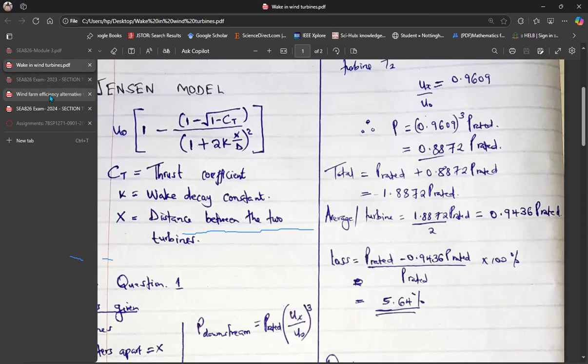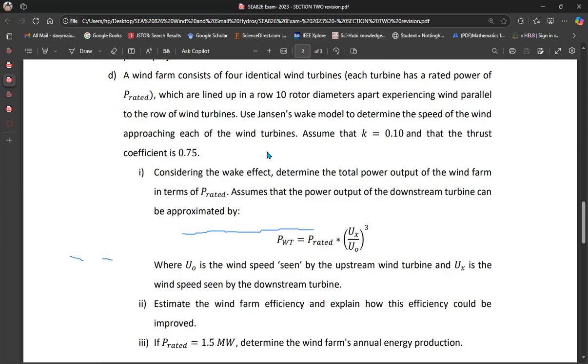Now we can go to the second example. Now, this is somewhat complicated because instead of having two turbines, now we have four. And these four turbines are arranged in such a way that we have the X being 10 rotor diameters apart. So we already have our X, you can see it there. So now in the case of four wind turbines, we know that the first wind turbine is not affected by any wake. So we shall just use U0.